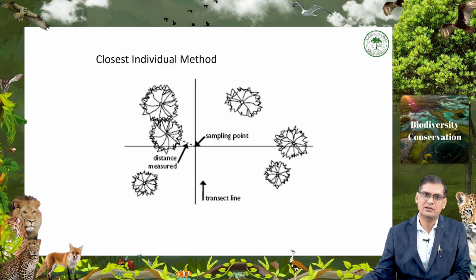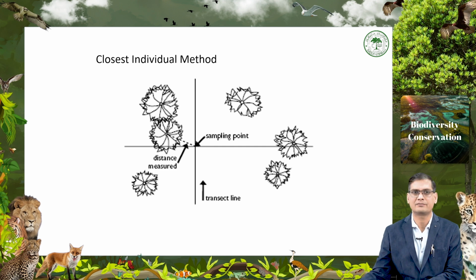Closest individual method. This is the depiction of the closest individual method, and here the distance of the closest individual from the sampling point is used to determine the density of plants.